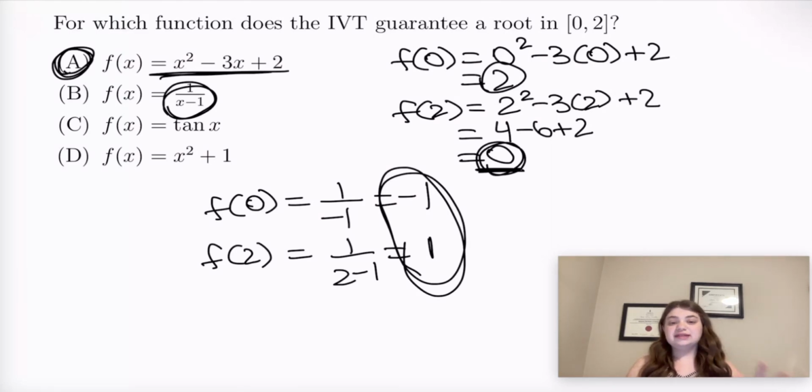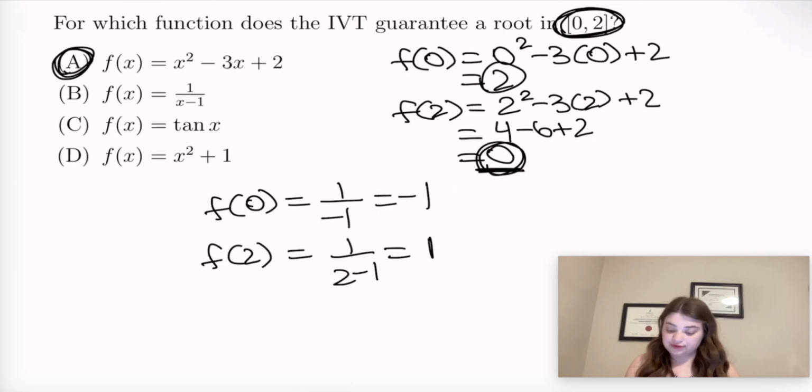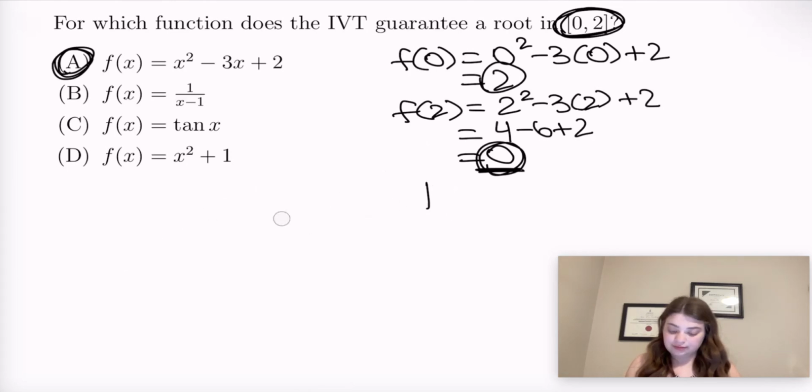Because recall that this is discontinuous at x equals 1, right? If I plug in 1 here, then it's undefined, so it's discontinuous somewhere on our interval, and so that doesn't work, even though this other condition is met. Now, what about the third one, tan x? Well, this also has the same problem, right? This is not continuous everywhere from 0 to 2, right?